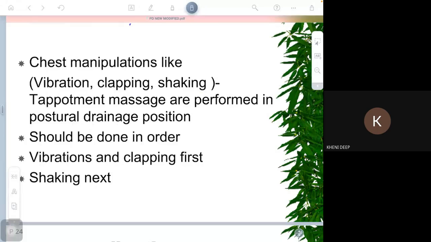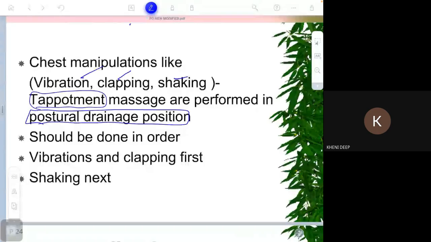So the tapotement massages are performed in a postural position. Clear? If you have studied massage, this is called a tapotement massage, that is vibration, clapping, shaking. They are called tapotement massage. So these techniques, or these manipulations, are performed in postural drainage position. First, you have to position the patient in the appropriate position. Then you will perform these manipulations.